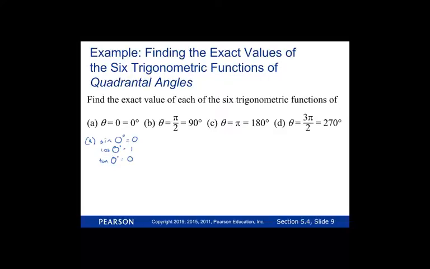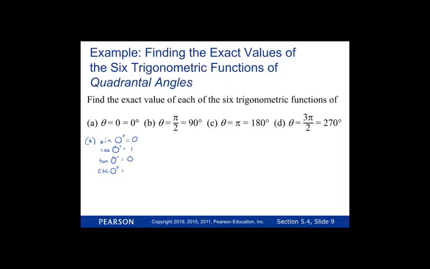So now, what's the reciprocal of sine? Cosecant. So if 0 is 0 over 1, when we go to flip it, what kind of result do we get? What's 1 over 0? What is that? That's undefined, right? So let's do this really quickly.